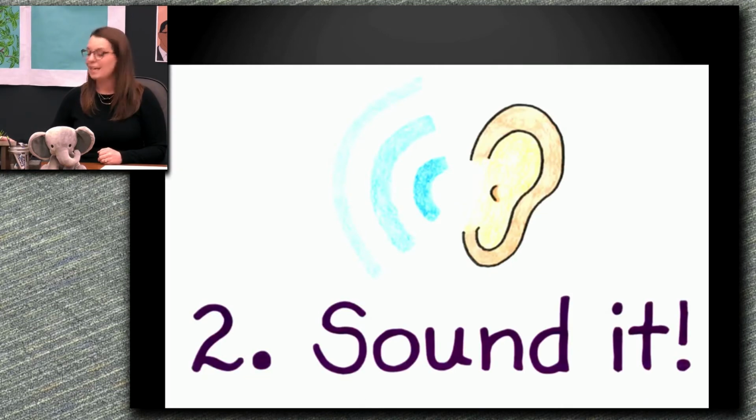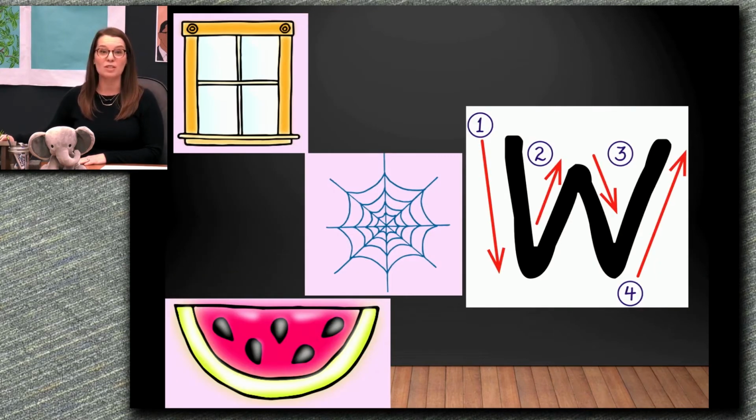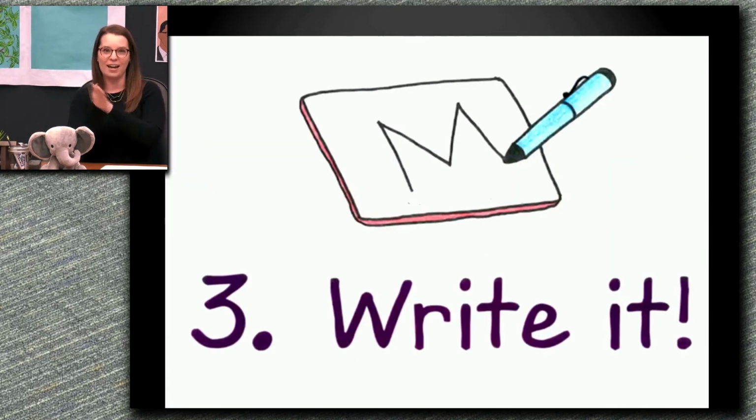Next, we sound it. The letter G says G. What's the sound? G. Like in goat and guitar. W says woo, like in window, web, and watermelon. W says woo. What does W say? Woo. Good. Now we get to write it.